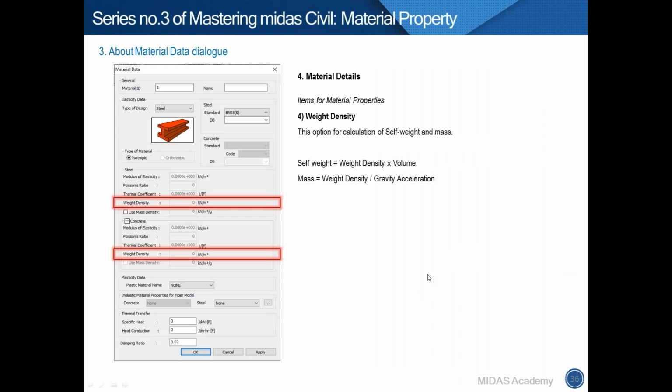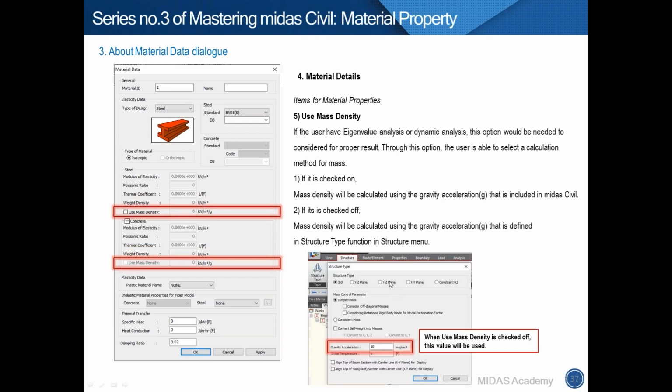And the next one is weight density. It is used to calculate the self-weight of a model and mass, and also mass for the dynamic analysis. So, under the weight density, we can see the use mass density option. Basically the mass density is calculated via the formula that the weight density divided by the gravity acceleration.